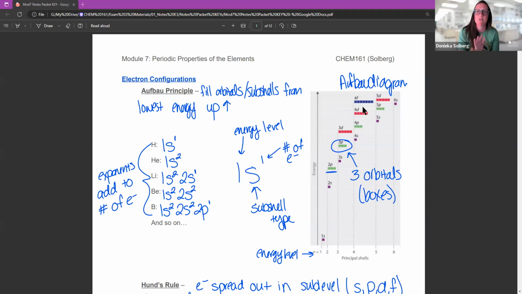Sorry, I think I said D has 5, it can hold 10. Anyway, each box holds 2. You just keep tacking on electrons for the more electrons that are in your element. So hydrogen only has 1, so it goes 1s, and then the exponent of 1 tells you how many electrons are in that specific orbital. 1s2 means there's 2 in there. Get down to boron. Once you fill up 1s2, 2s2, the next one is 2p, so you have to put the next one in the p orbital, and so on and so forth.